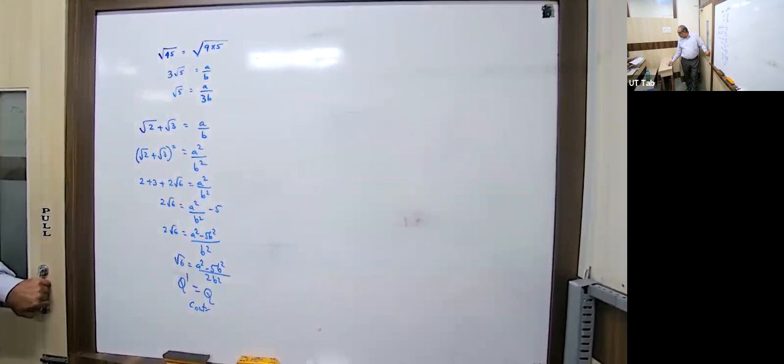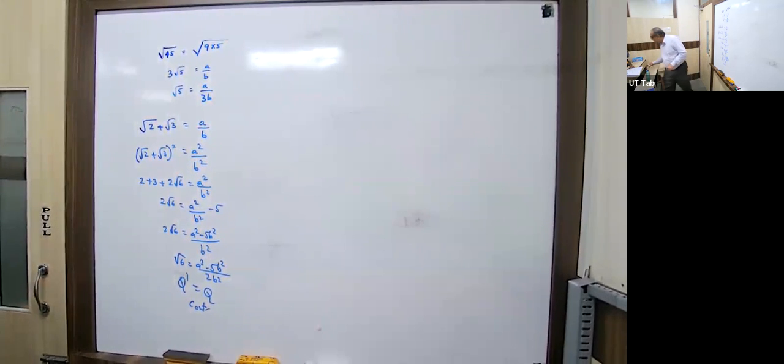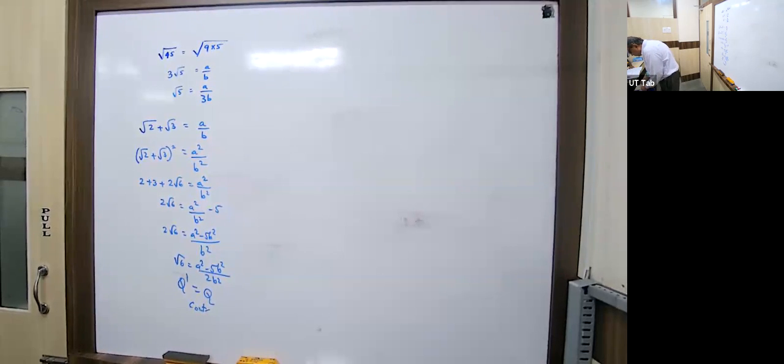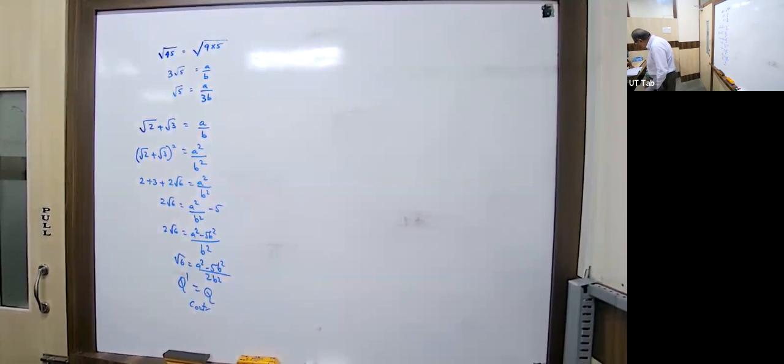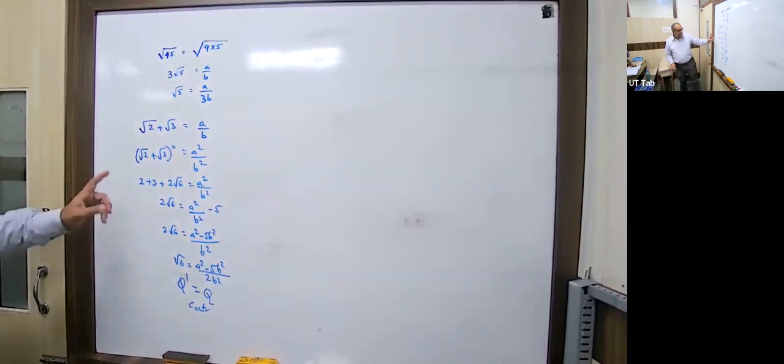What is the number? Somebody. Fifth, I think we did in class. 3 minus root 5 the whole square. 3 minus root 5 the whole square. Exactly like this. That's what I was saying.